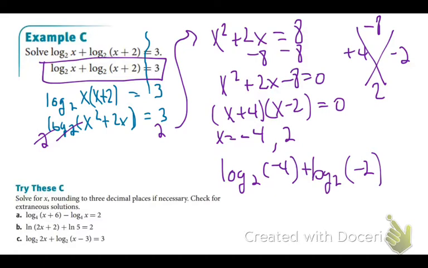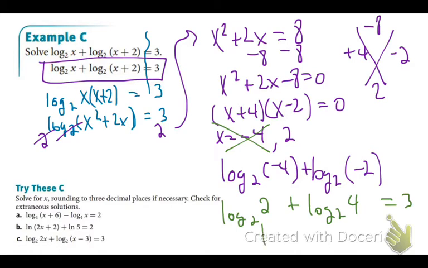It is an extraneous solution, so we will throw it out. Okay? And we will not use it. Check your 2. Can we have a log base 2 of 2? Yes. Plus a log base 2 of 4? Yes. What is log base 2 of 2? What do you raise 2 to give you a 2? 1. Plus, what's 2? There it is. So that one works. Okay? So negative 4 was extraneous. Your 2 was the correct answer.